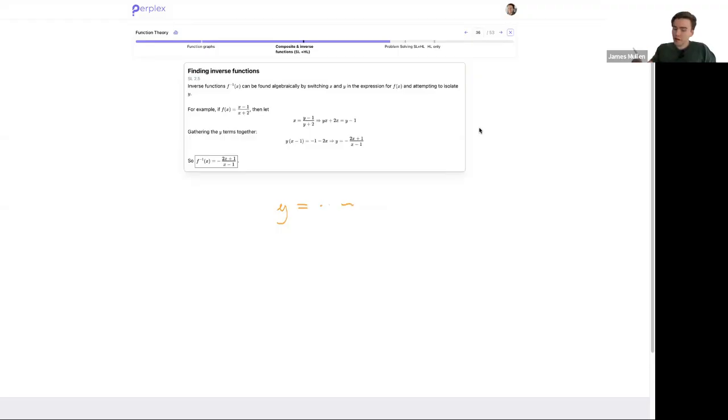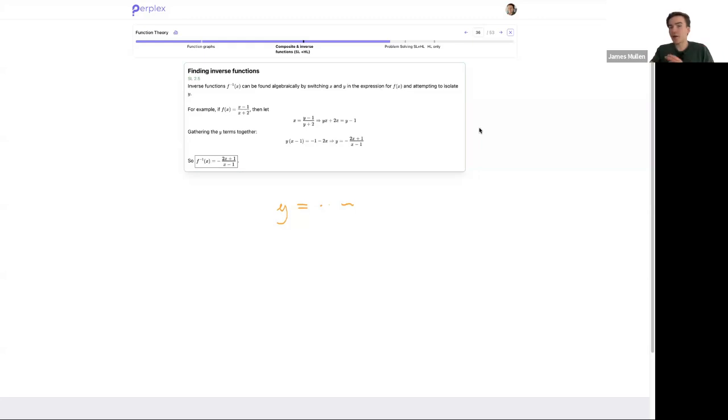The way you have to do that algebraically is to rearrange your equation to get x in terms of y. So you want to isolate x. So let's look at an example here. If I have f of x is x minus 1 over x plus 2, then, and this is a common thing you can do to make it maybe a little bit more intuitive, you swap x and y.